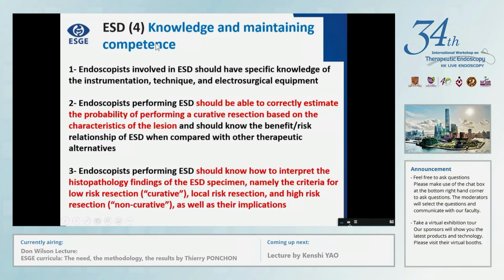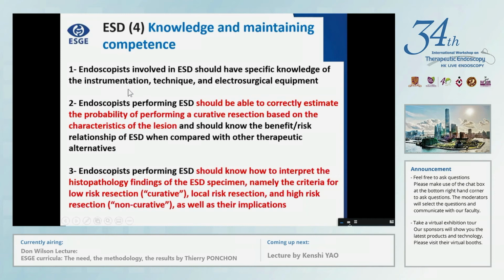And now some words about knowledge and maintaining competence. In fact, I just underline in red what is very important, of course. I will not cover the whole curriculum, but in red, it is stated that endoscopists performing ESD should be able to correctly estimate the probability of performing a curative resection based on the characteristics of the lesion. And this is very important, of course. Then it does refer to optical diagnosis. You should know optical diagnosis, of course.